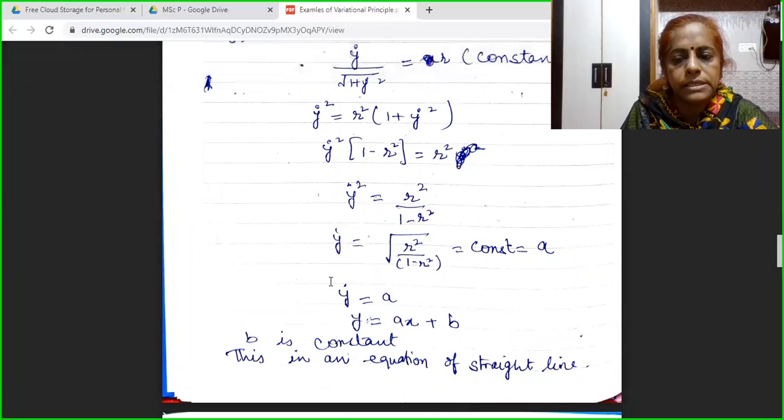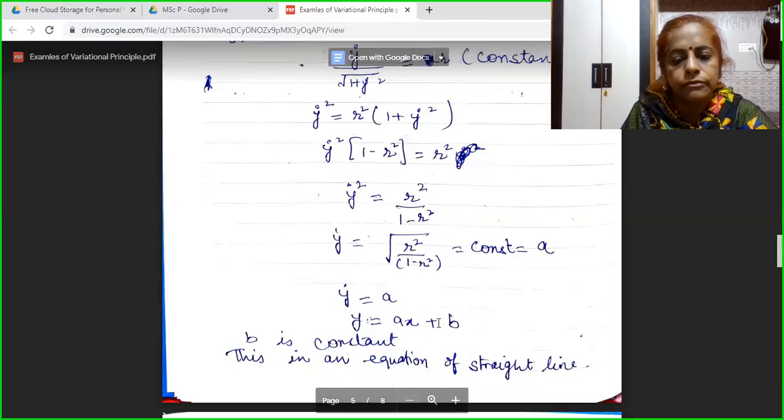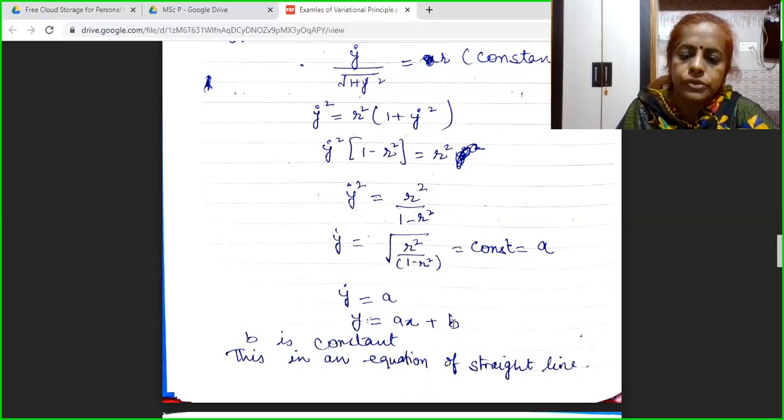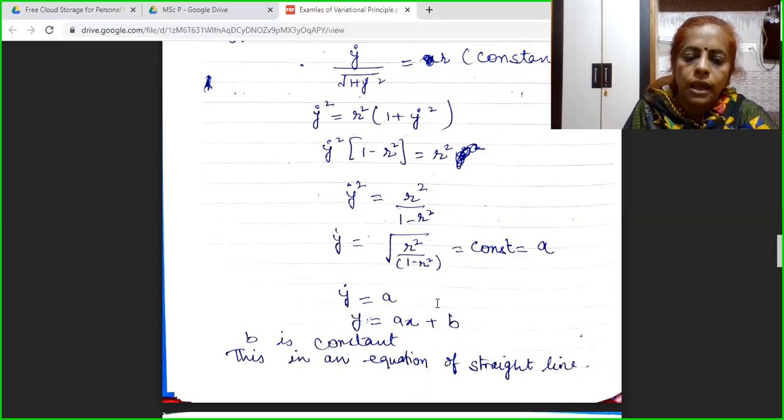What does y naught mean? y naught means dy by dx. So integrating the y naught term, I will get y. y will be equal to ax plus b, where a is a constant and b is the constant of integration. Students, we know that y equal to mx plus c is the equation of a straight line. So solving my expression, I got the equation of a straight line.